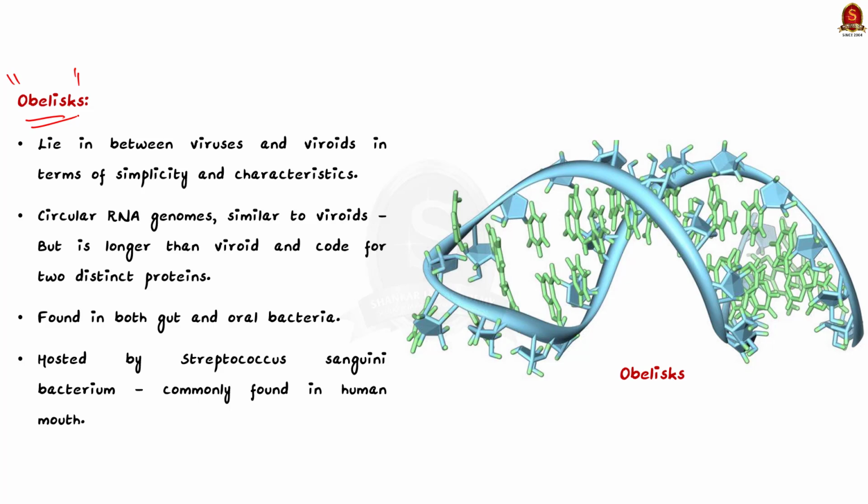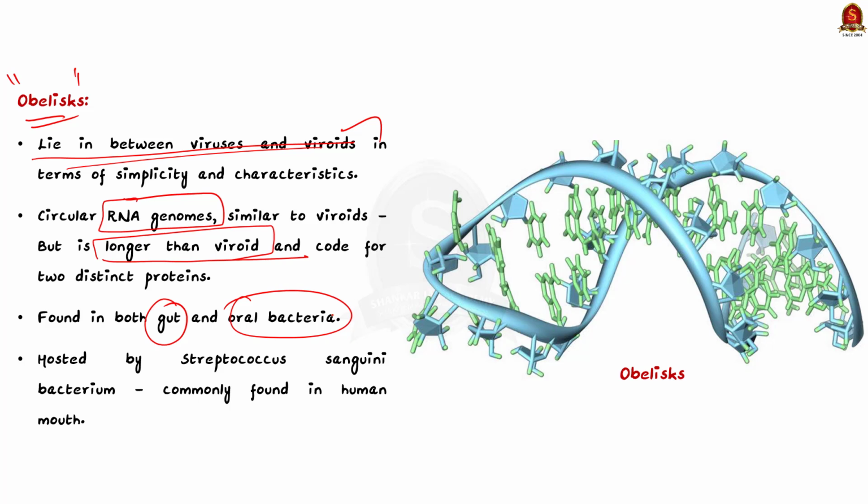See, obelisks are simpler than viruses but more complex than the viroids. That is, they lie in between viruses and viroids in terms of simplicity and characteristics. Obelisks have circular RNA genomes similar to viroids, but the RNA genomes in obelisks are longer than viroids and code for two distinct proteins. It is found in both gut and oral bacteria within the human body. During research, it was found that the obelisk is hosted by the Streptococcus sanguinis bacterium commonly found in the human mouth. That is, the obelisks infect and replicate within these bacterial cells.